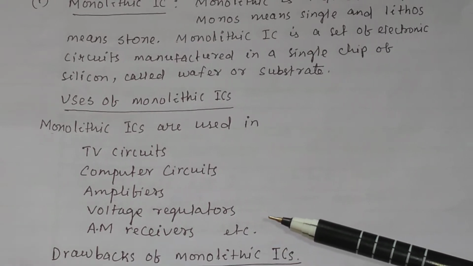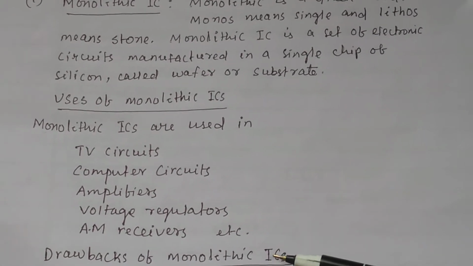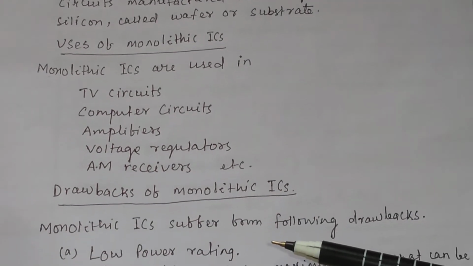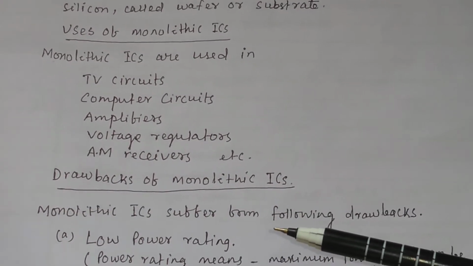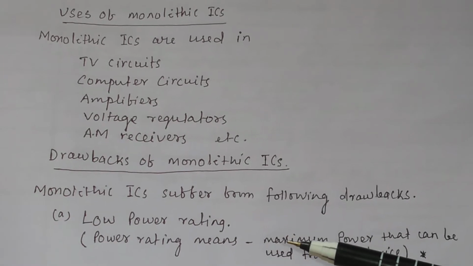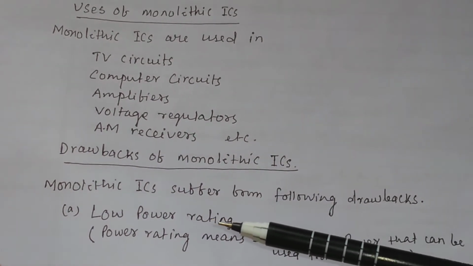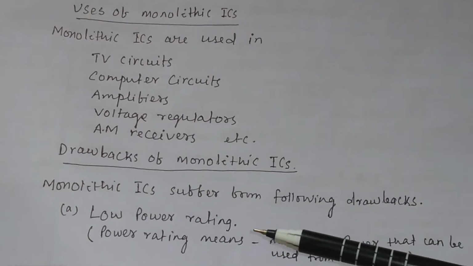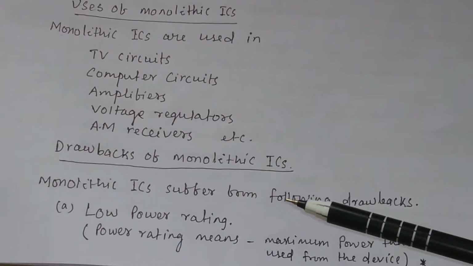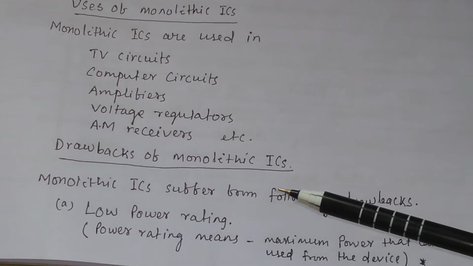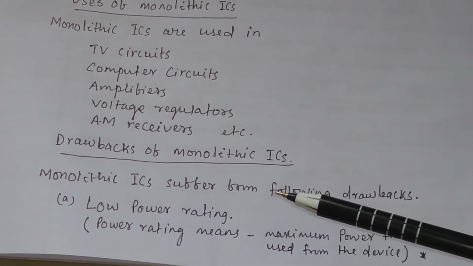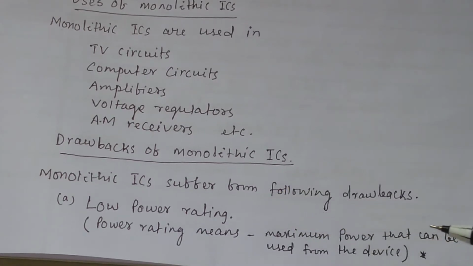So there are certain drawbacks of monolithic ICs. What are the drawbacks of monolithic ICs? Monolithic ICs suffer from the following drawbacks. One major drawback in monolithic IC is the low power rating. The power rating of monolithic IC is very low because it is a very small chip. Power rating means the maximum power that can be used from the device.